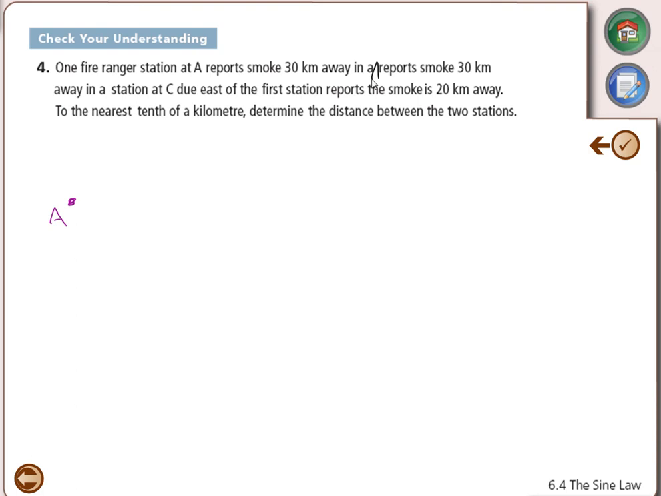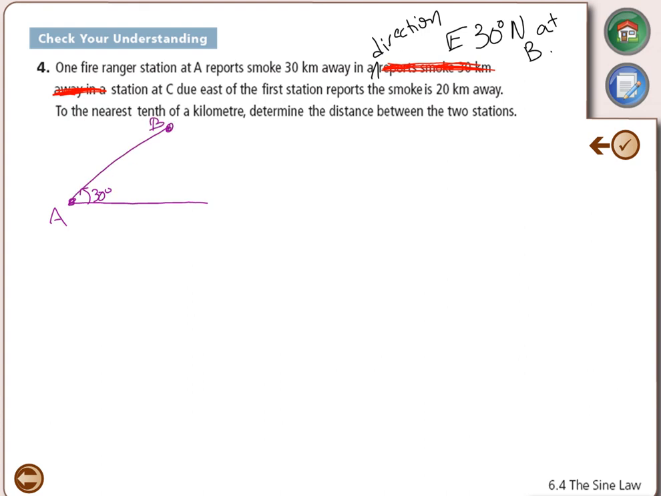In a direction east 30 degrees north at B. There we go. So then we're going to go east 30 degrees north, sorry. There we go. Let's put that fire B there. That's 30 kilometers. Hardest part's going to be drawing these, I know.